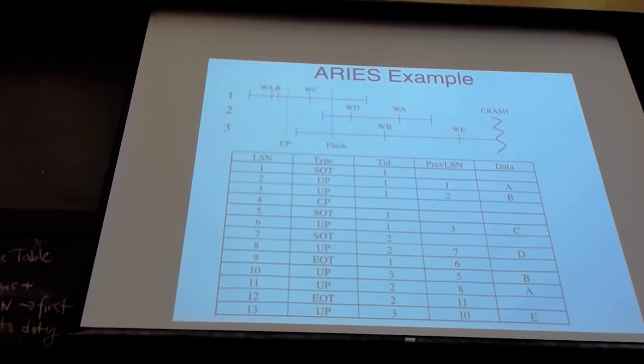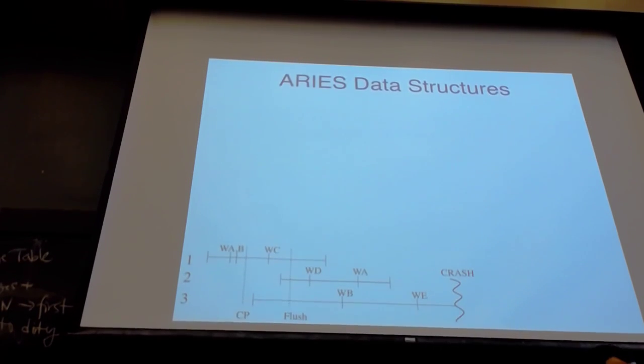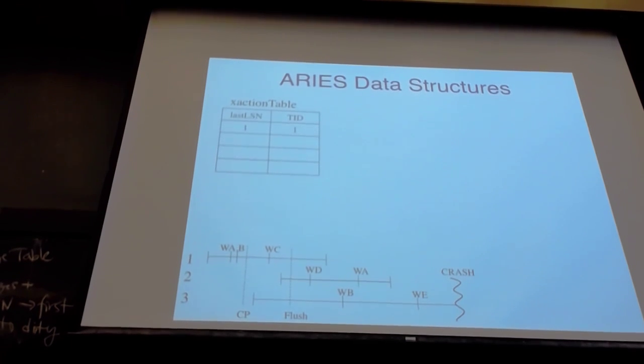Okay, so now let's look at what the data structures on disk would have looked like as this transaction ran. The transaction table, remember, is going to record the last LSN, the last log sequence number that a given transaction wrote. We're just going to update it as the transactions run. Transaction ID 1 is running. It's going to start with log sequence number 1, then it's going to do its begin.